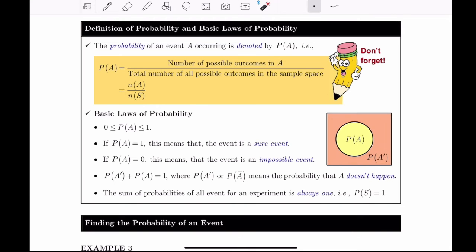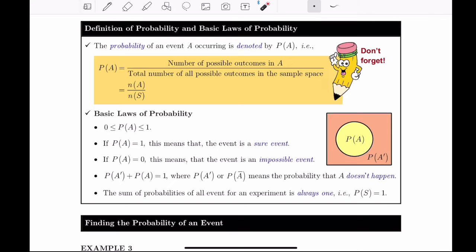So basic laws of probability. Okay, the probability of A is in between 0 to 1. If we have P(A) equals to 0, meaning that the event is an impossible event, impossible for the event to happen. If P(A) equals to 1, meaning that the event is a sure event, surely that event to be happening.